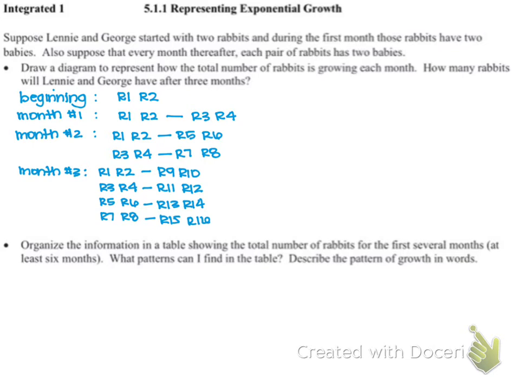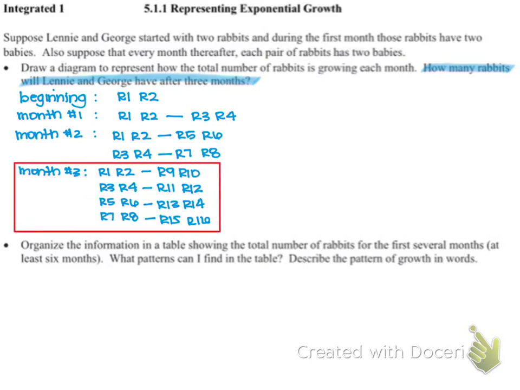So I should be able to figure out now how many rabbits Lenny and George will have after 3 months. So that's the 3-month section here. And since I numbered them off, it looks like they're going to have 16 rabbits after the 3rd month, or at the end of the 3rd month.